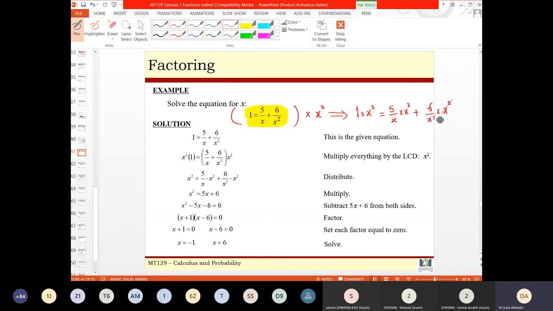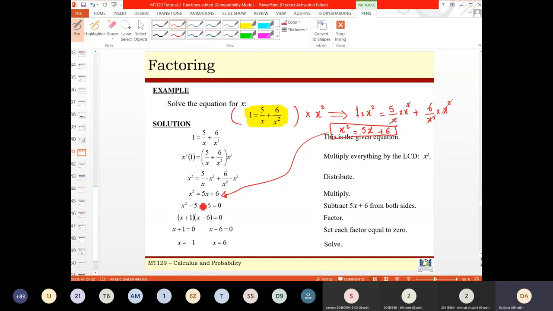Now x squared cancels the x squared. This x cancels one of the x's here. So what we get is the following: x squared equal to 5x plus 6, correct? And here you can find it in the slide. We get x squared equal to 5x plus 6.